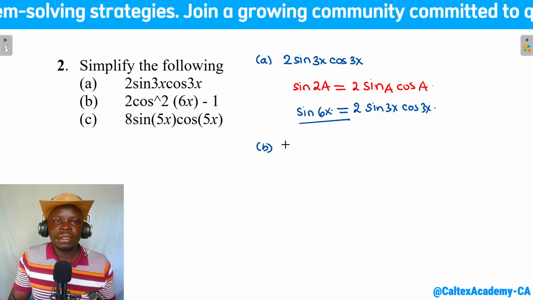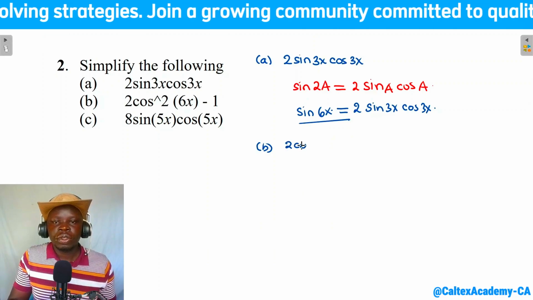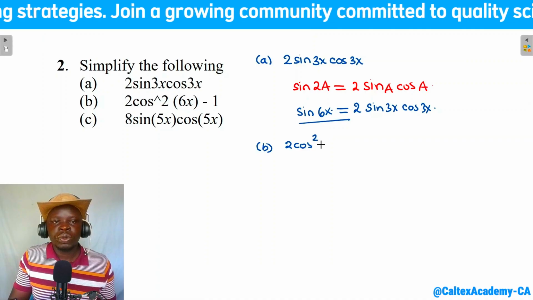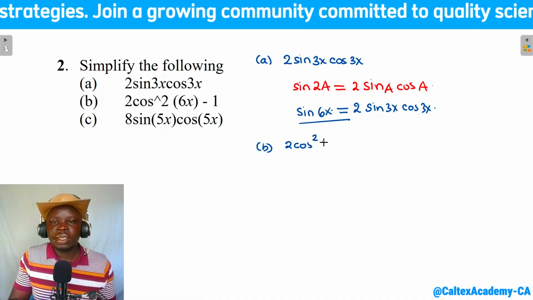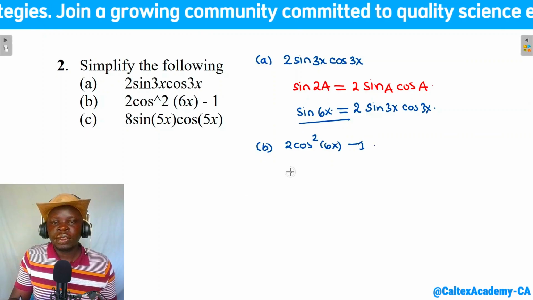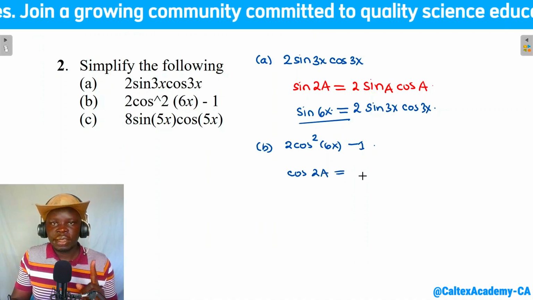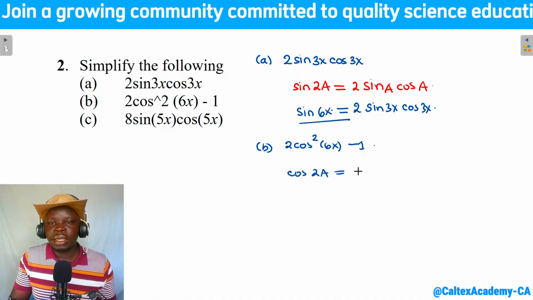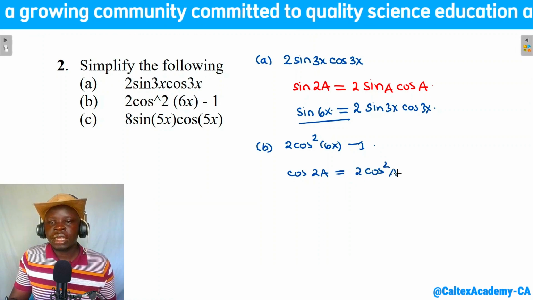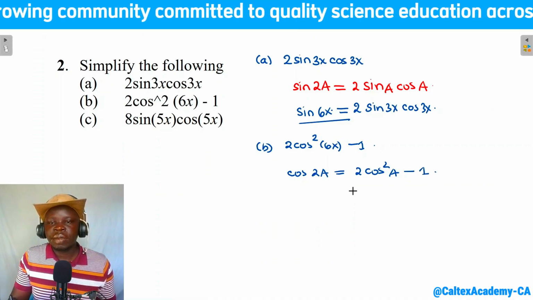Part B is from cos expansion, where we have 2 cos, the meaning of this is power, so this one is the same as 2 power 2, and the angle is 6x minus 1. So from double angle formula, it says cos of 2a. The last one we saw from question number 1 is twice cos square a minus 1. Now let's take a look at here. That is the same thing.